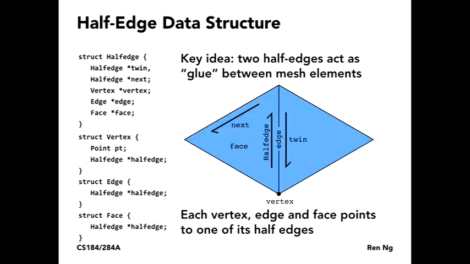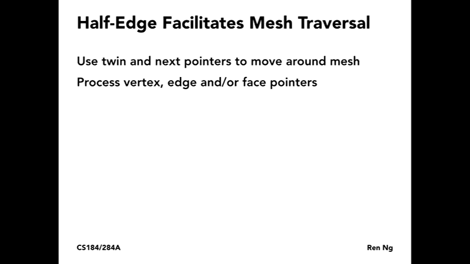Interesting. The face has a pointer to a half edge, not 3 edges, half edges, or so on. In fact, you could represent not just triangle meshes this way, you could represent general polygon meshes this way, so you just point to one half edge. Now, why not all of them? Because you don't need to, because when you find one half edge, you can just use next to traverse the boundary of the face that you're sitting on. Make sense? Okay. So, as I mentioned, you can use the twin pointer and the next pointer to move around the mesh here, and you can process vertexes, edges, and or faces as you traverse the half edge structure.